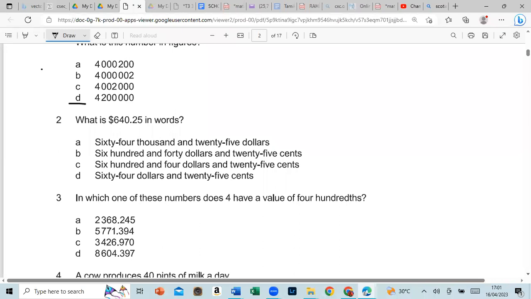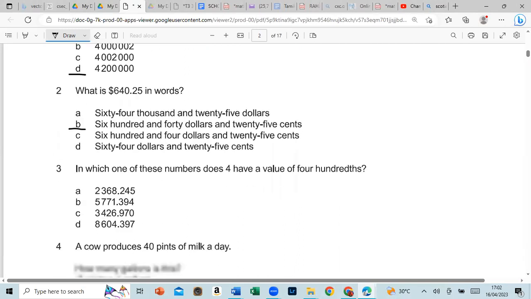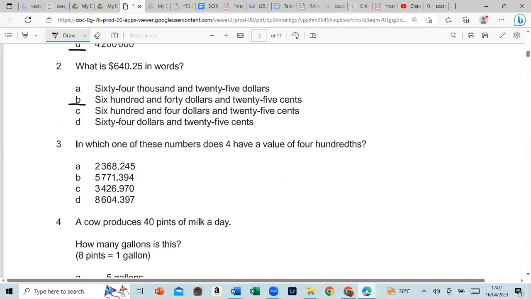What is 640.25 in words? B, right? That is correct. Remember, number theory is part of this, so they can give you numbers and ask for words, or give you words and ask for figures. Ensure we are prepared for everything.